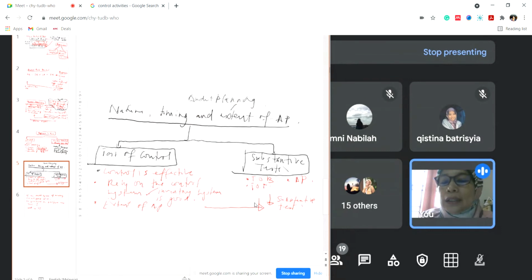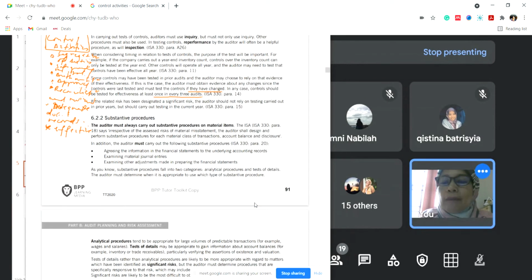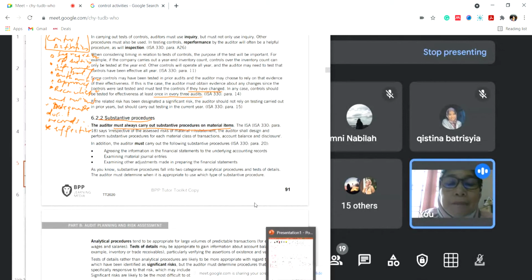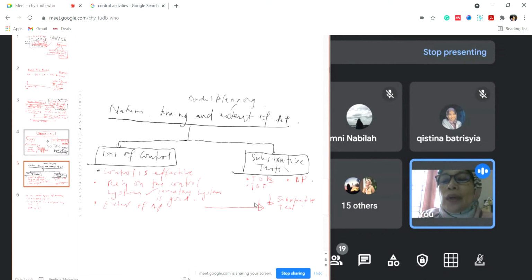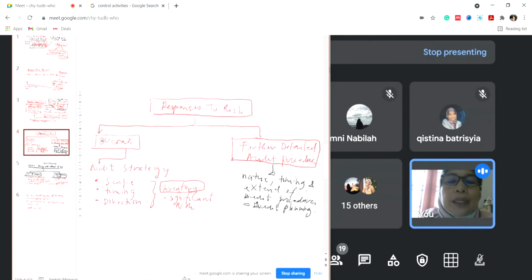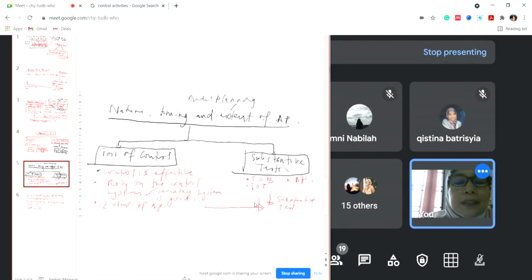So in this case, what you can see is for the substantive procedure, the auditor must always carry out substantive tests on material items. Whatever the case is, this is a further audit procedure, so you have to perform the substantive test, sama ada detail or not detail. But this is a must. You have 3 categories of substantive tests.